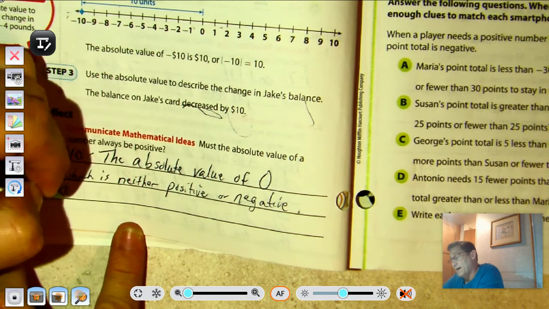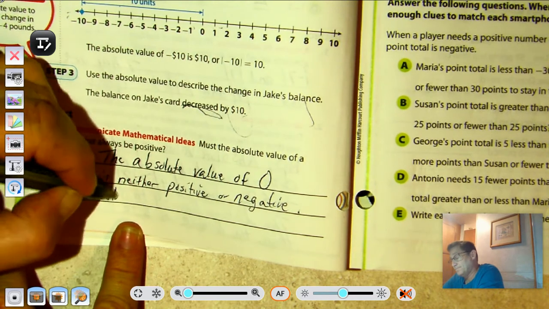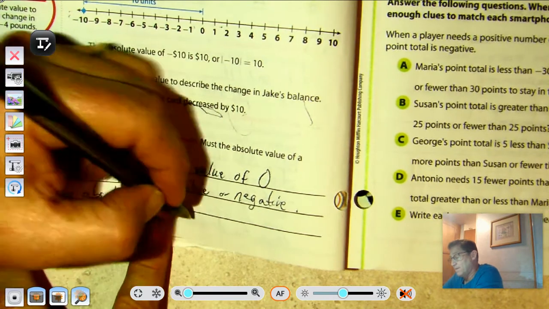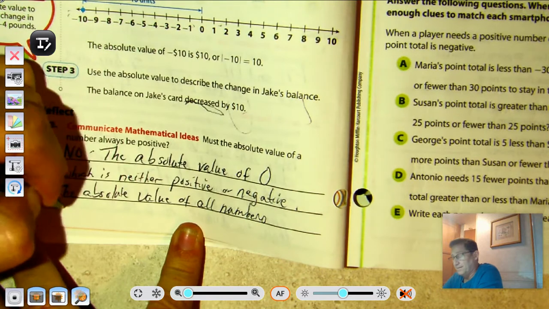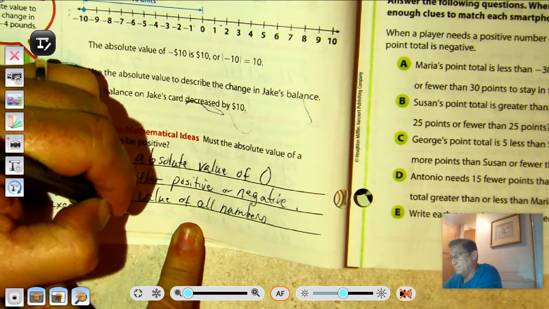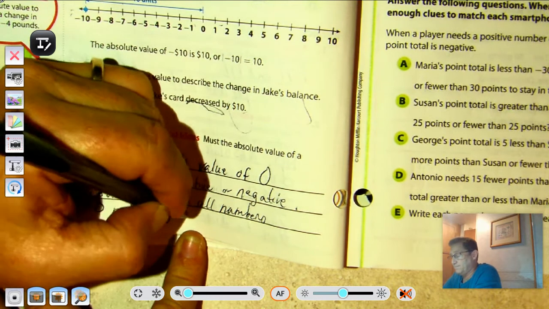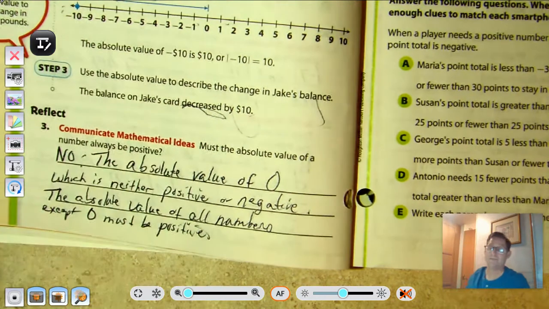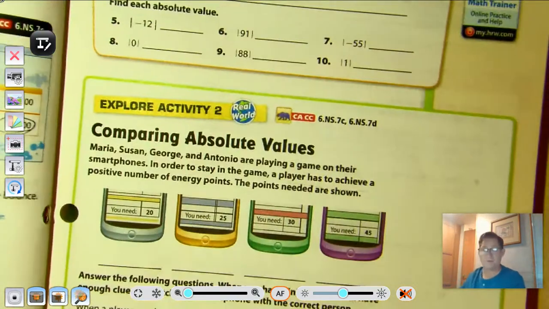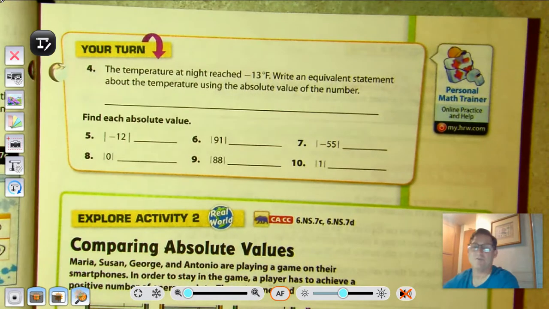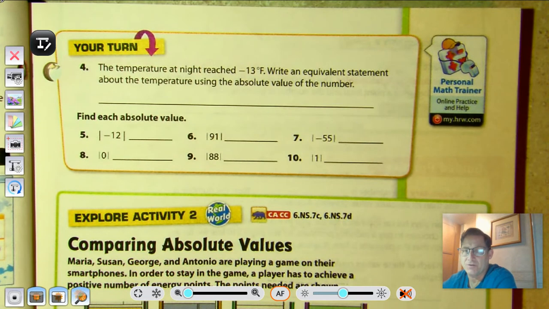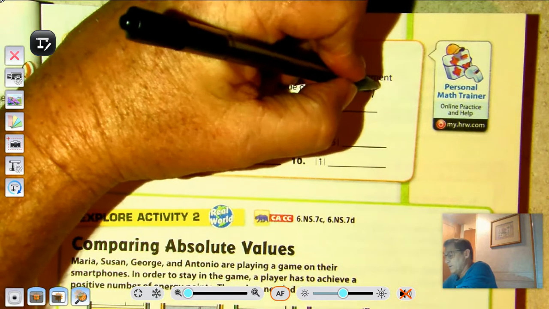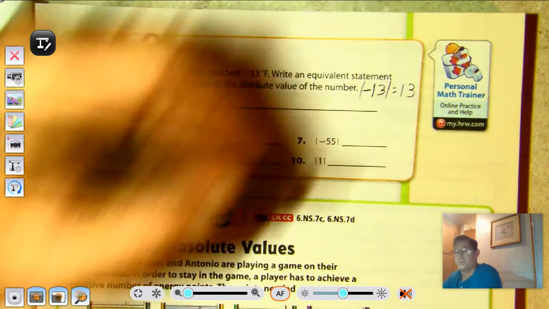So we could say the absolute value of all numbers except 0 must be positive. Okay. So with that exception, that's true. All right, page 21. The temperature at night reached negative 13 degrees. Write an equivalent statement about the temperature using the absolute value of the number. So basically, we know that the absolute value of negative 13 is 13.